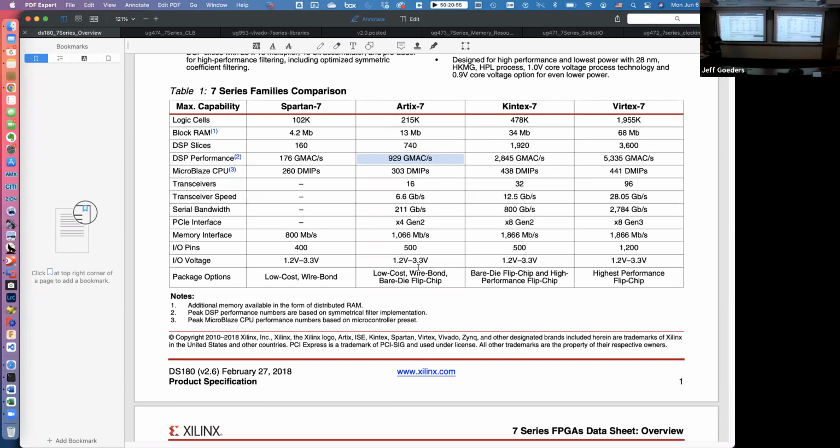Lots of things they can tell you. And notice within the 7 series, they have Spartan, which is kind of their low cost, small part. Artix is, well, it is what it is. But over here on the right, we have Virtex, which is way bigger, 2 million logic cells. That is a big part.